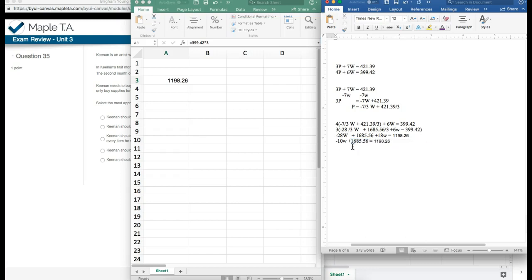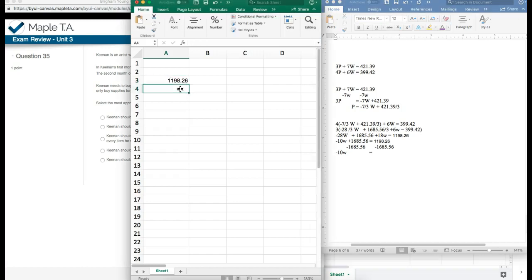So let's subtract here, and it'll cancel out on this side, and subtract it over here. And so these cancel out, and on the left-hand side I'm left with negative 10 W, and on the right-hand side equals this minus my 1,000. Oh, you know what?